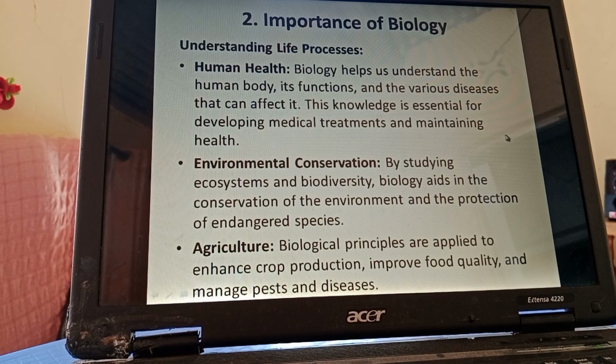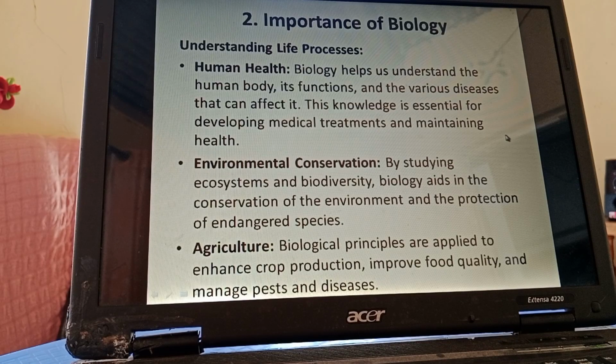Biology is nothing but understanding the life processes. The importance of biology is to make you understand life processes. And guys, without you understanding life processes, you have no business living in this world, because we have to interact with nature, we have to interact with other animals, we have to interact with even the biosphere, and we have to interact with everything, non-living or living. So, understanding life processes.